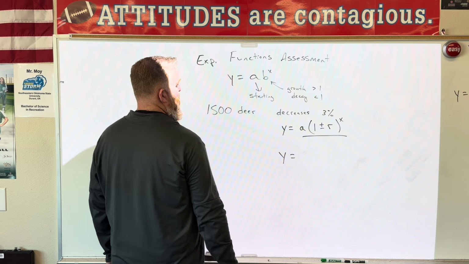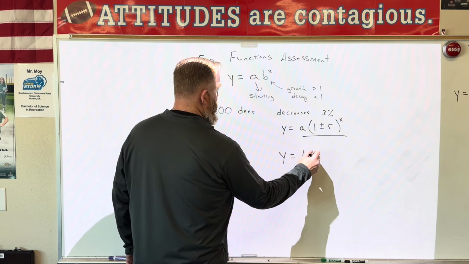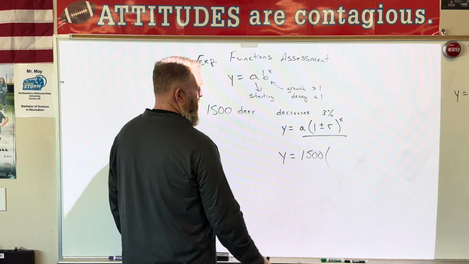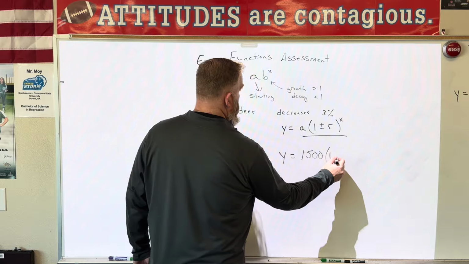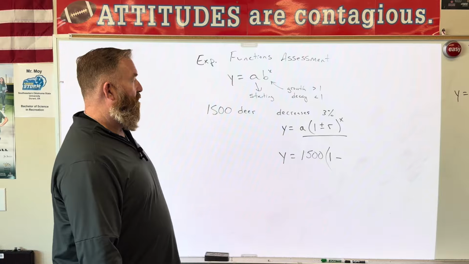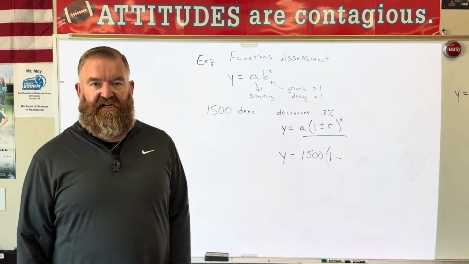What is my starting number? 1,500. Now then I go over here. 1 plus, or do I do 1 minus? Why 1 minus? Because it's decreasing. So I'm going to put 1 minus. Now, what is 3% as a decimal? Do you guys remember?